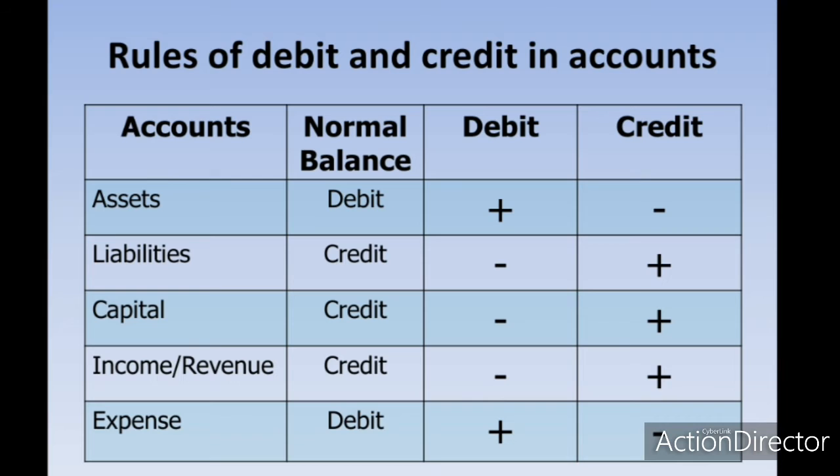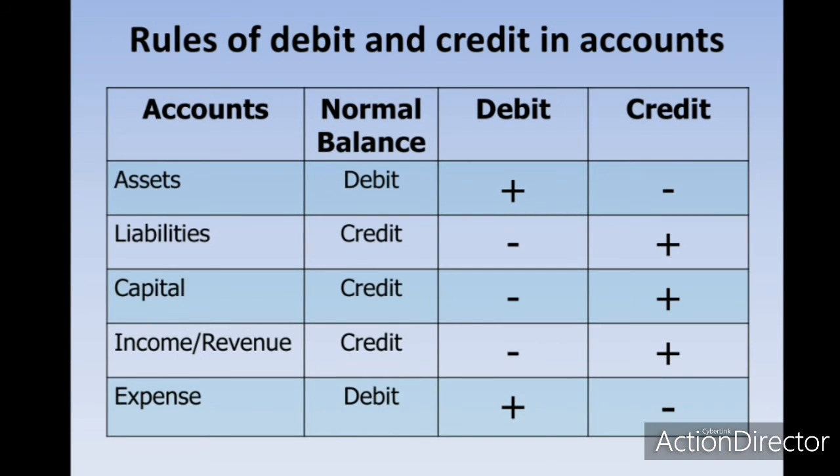Next, we have the income or the revenue. Its normal balance would be on the credit. If it decreases, that would be on the debit side. If it increases, it will be on the credit side. Next, we have the expense. Its normal balance would be on the debit side. If it increases, it will be on the debit side. If it decreases, that will be on the credit side.